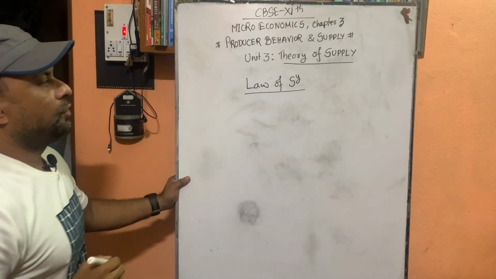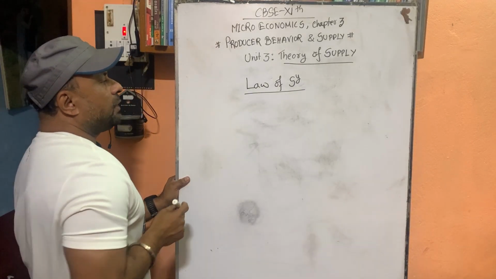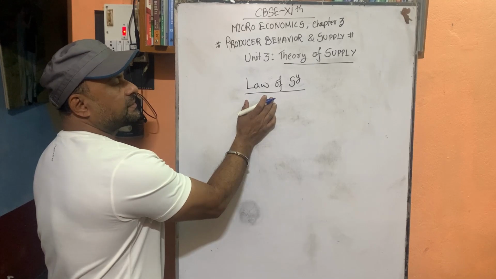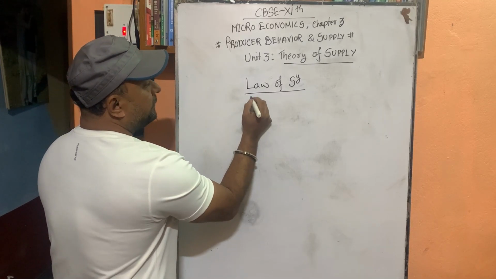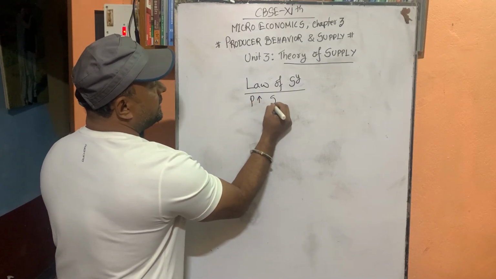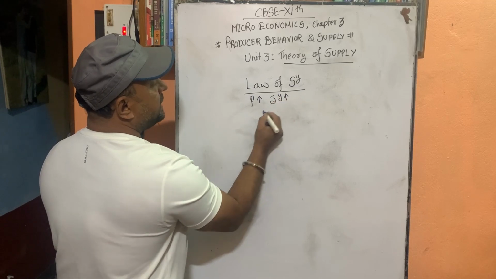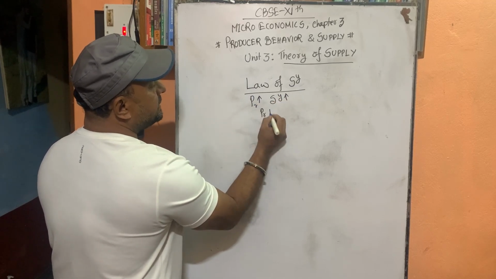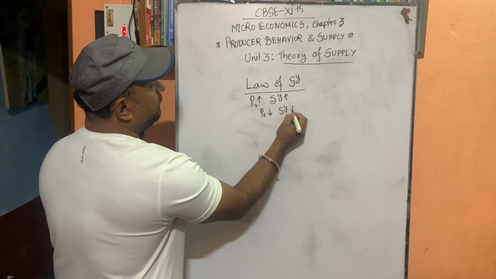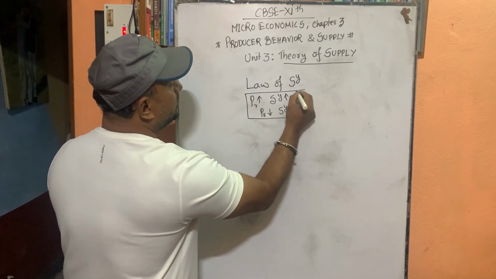Same as the law of demand, the law of supply. What does the law of supply indicate? When the other factors are fixed, then if the price of the good rises, supply also will rise. If the price of the good decreases, then supply also will fall. This is called the law of supply.